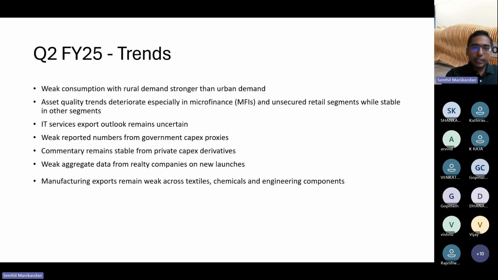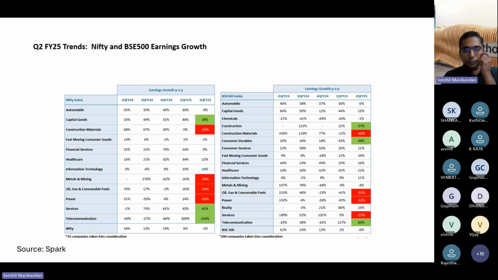And if you look at the numbers, this is as of 5th November. So what are the companies that have declared the Q2 results? Within Nifty, out of 33 companies, overall earnings growth has been flat for the quarter. On the other hand, if you look at the BSE 500, that's a much broader index, it shows that earnings have declined overall by around -6%.